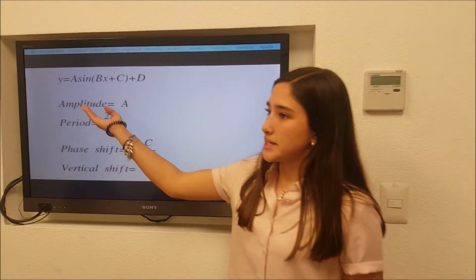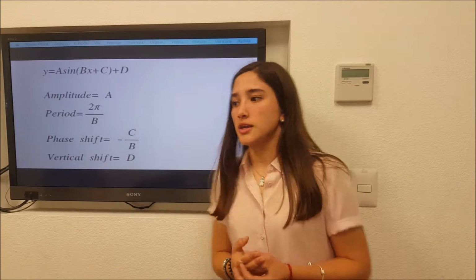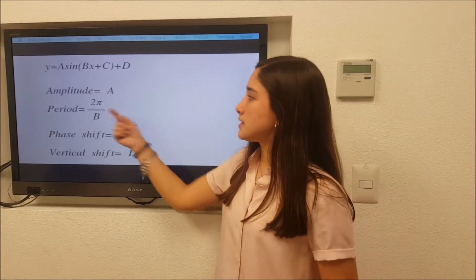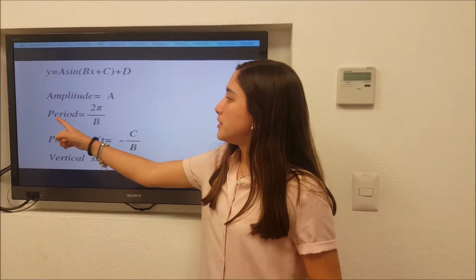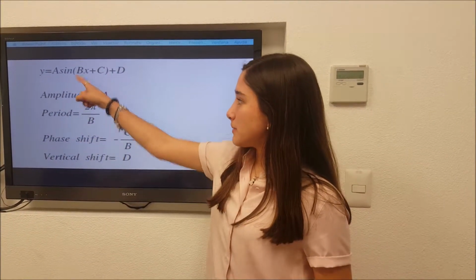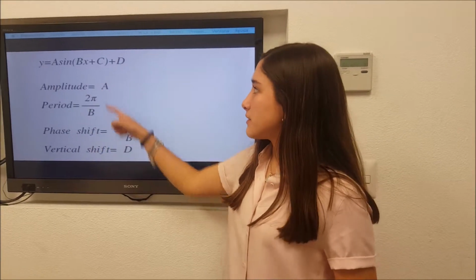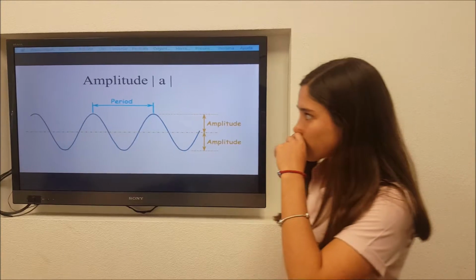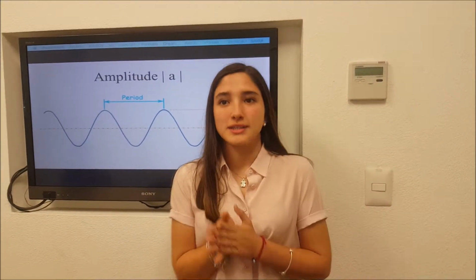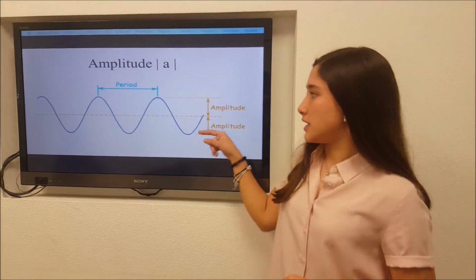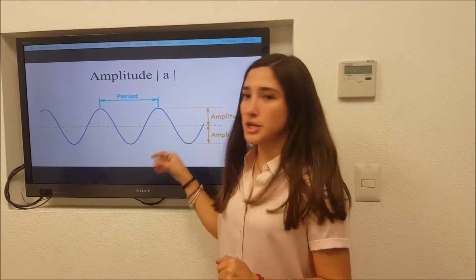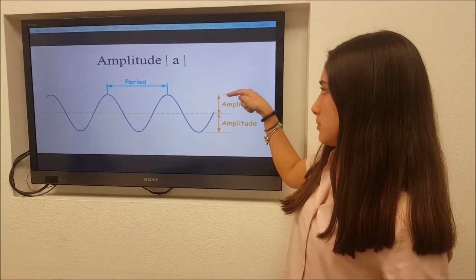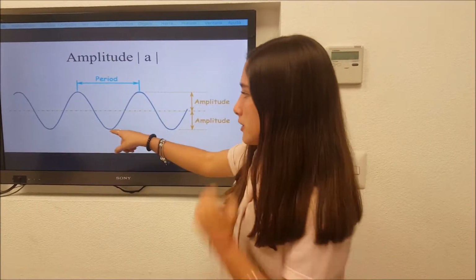This is like the basic formula to graph any sine or cosine, and here you can see the amplitude would be A, the period would be 2 pi over B, the phase shift would be negative C over B, and the vertical shift would be D. The amplitude is the length of the elevation of the function measured from the center line, and it would be the same if you measure it from the highest point or the lowest point.